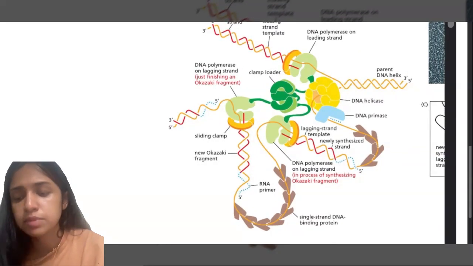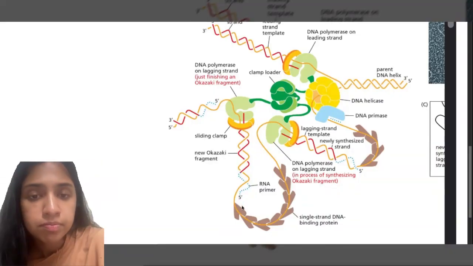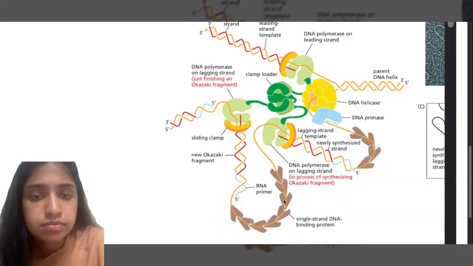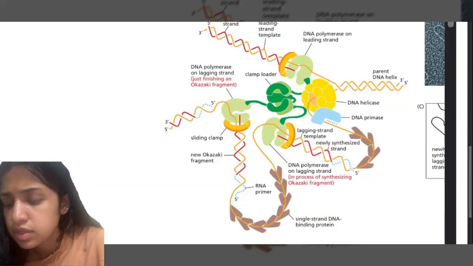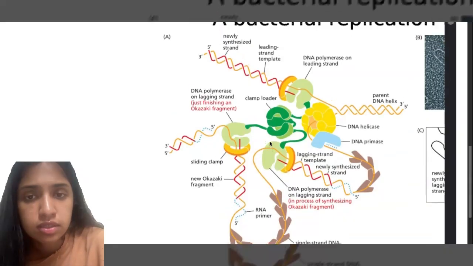Leading strand: since DNA polymerase always builds 5' to 3', this strand happens to be oriented correctly. So polymerase never stops, continuous synthesis. Now we're at the lagging strand.